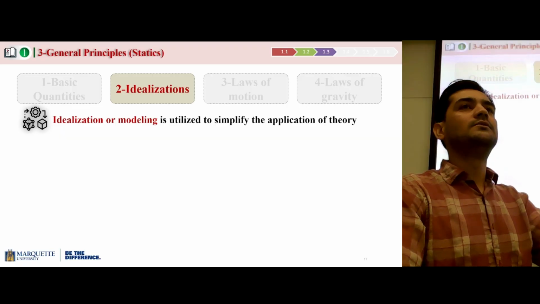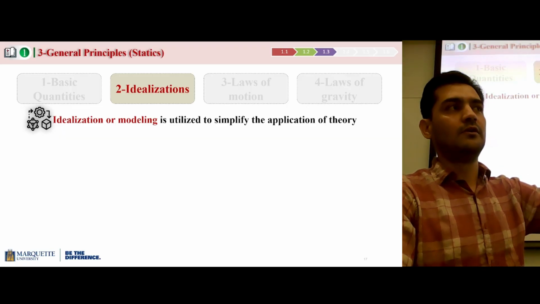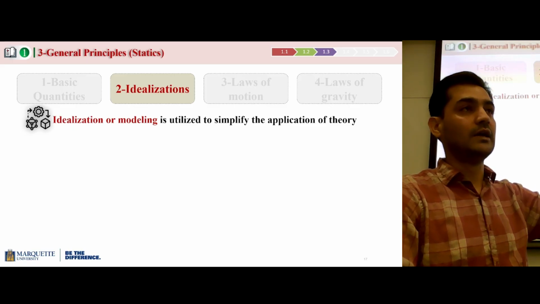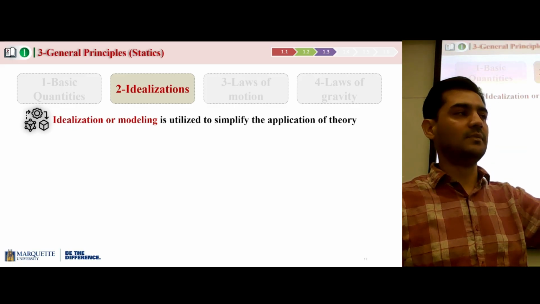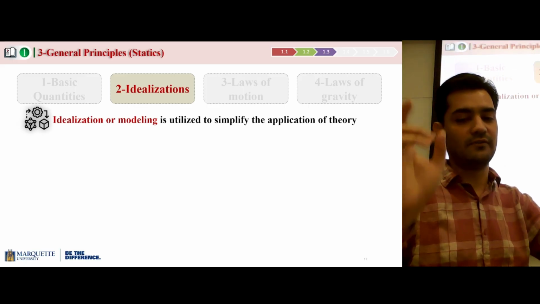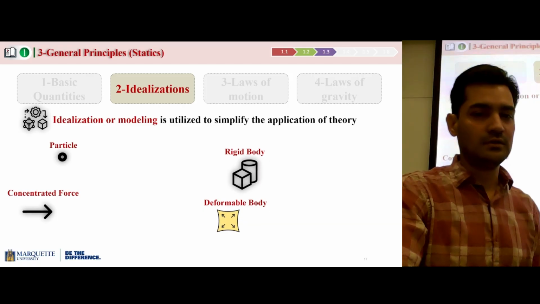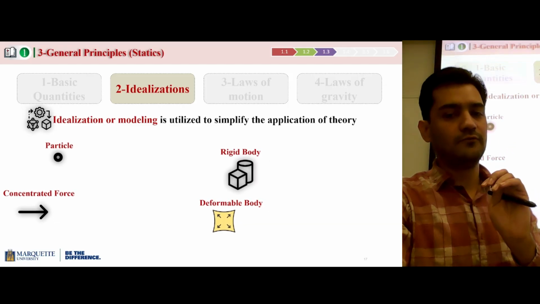When you were doing free body diagrams for your examples, for example a simply supported beam, drawing a free body diagram is basically doing idealization of an actual thing. So there are different types of idealizations. I'm going to talk about 4 types.